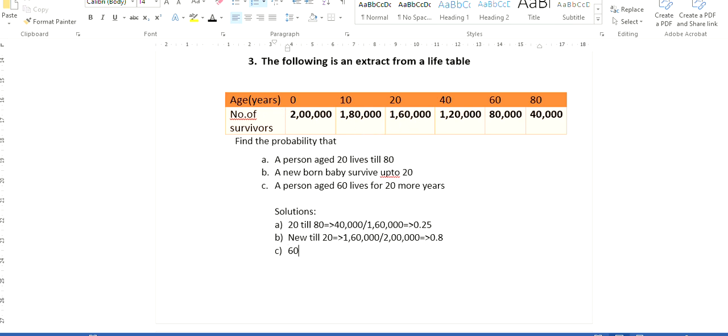A person aged 60 lives 20 more years. 20 more than 60 is nothing but 80. So what is the possible outcome? Till 80, the number is 40,000 people. At 60, there are totally 80,000 people. So what will be the result? It is 0.5. So this is how you calculate.